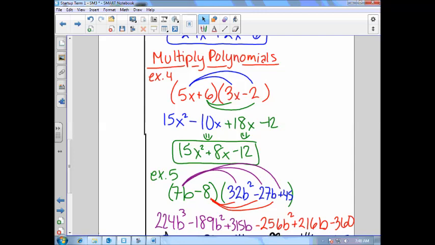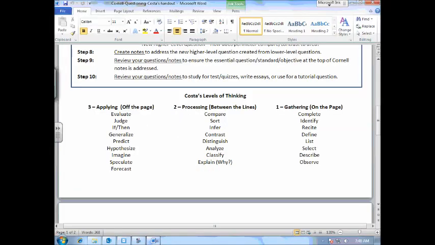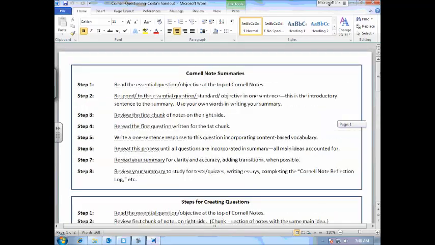Okay, after you write your questions, then you write a summary. And the first box on your handout has steps to how you write the summary. Okay, first we're going to read the essential question again and respond to it. So a summary is a paragraph.